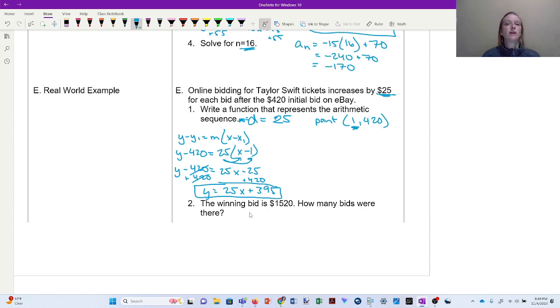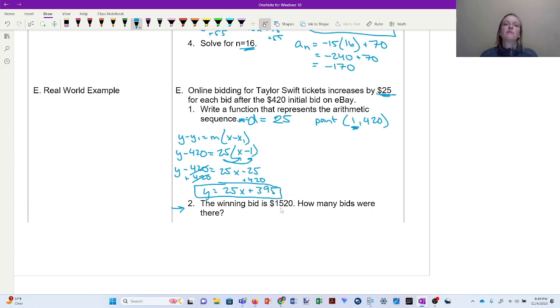Now that I have the equation, I can make whatever predictions are being asked of me. This question is a little different than the previous ones. In the previous ones, I said, hey, what's the nth term? What's the 100th term? Or what's the 50th term? What's the 16th term? This time, I'm telling you what the final answer was. The final answer was $1,520. How many bids were made is the question.